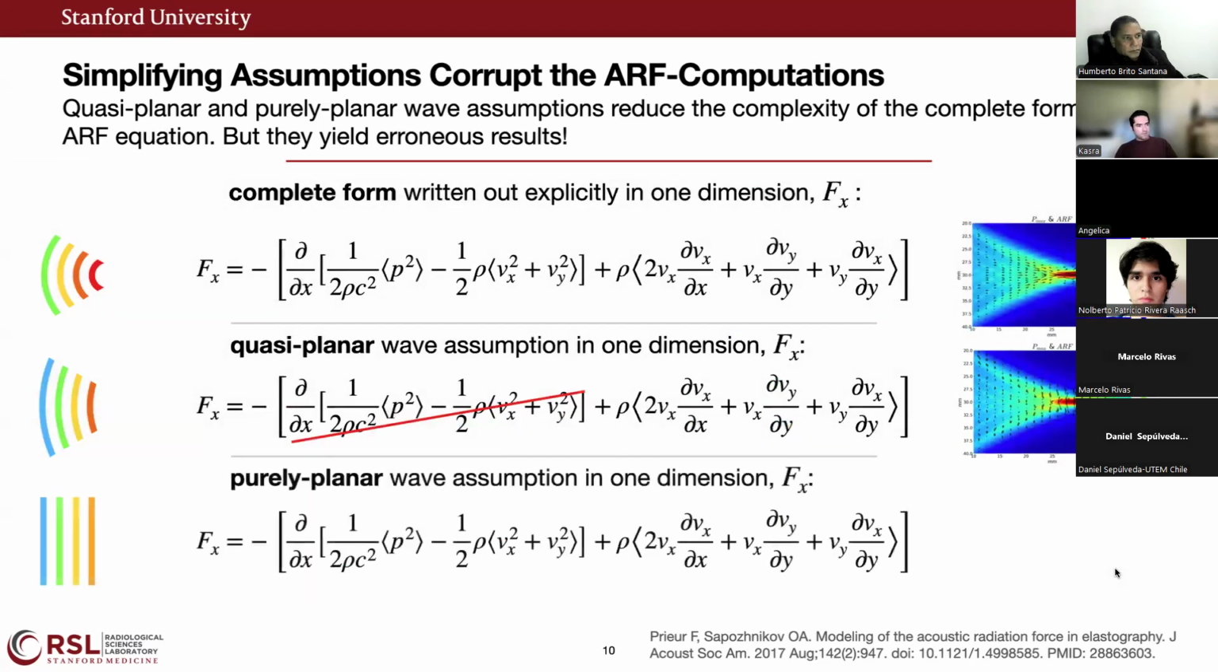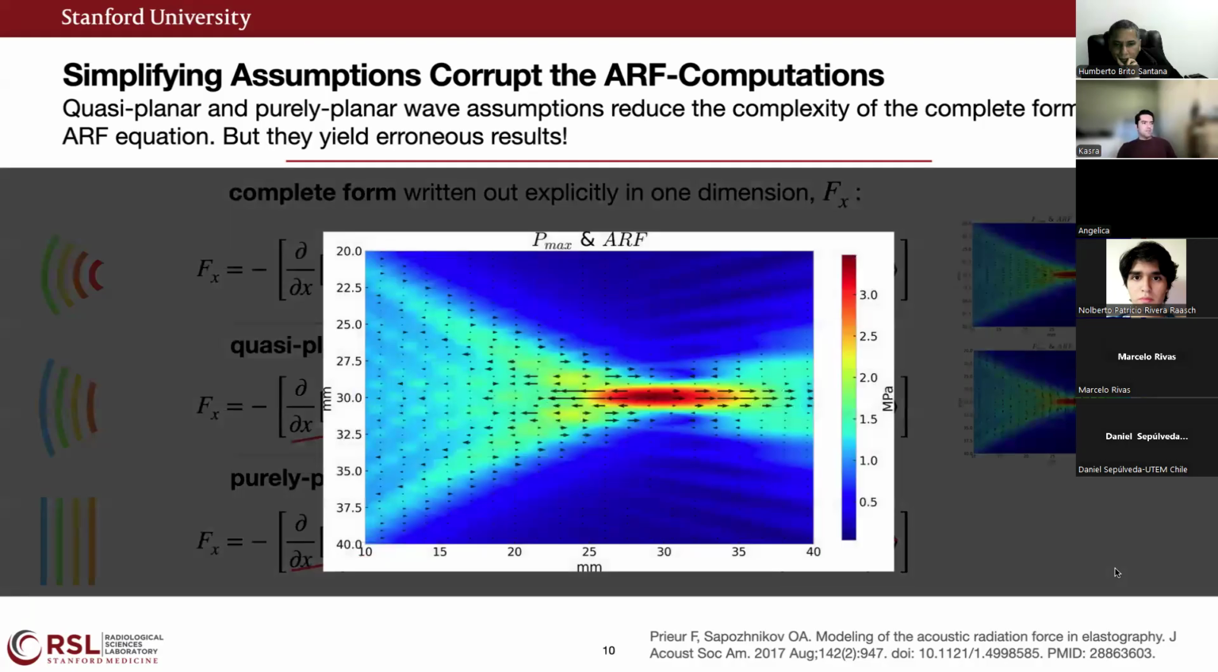And the next level of simplifying assumptions that is unfortunately common in the field is to say you have purely planar waves. So in this case, if you are assuming the waves are traveling along the x-axis, not only do you ignore your mean Lagrangian excess pressure, but any term that has a y component in it, or z component if you were in 3D, you have to ignore those. But then when you do that, all you're left with is pretty much just a gradient. And your force field looks even more erroneous.